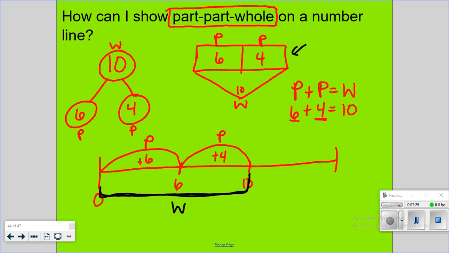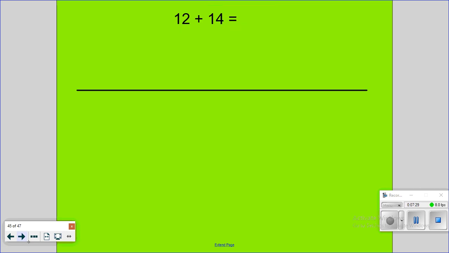Alright, so let's try another one. If you need to turn the page, you can. We're going to look at a simple problem that I know you can solve in your head, just so we can model it. The equation is 12 plus 14. Go ahead and write that down, please. Yes, love. Keep it up. Great job, friend.